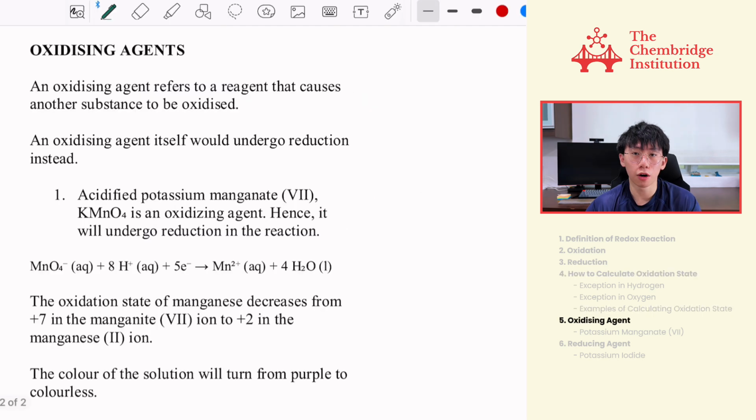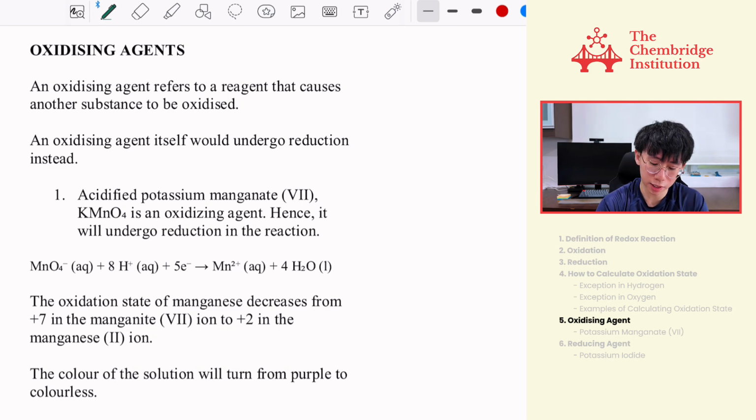Hope this is clear. Once we are able to calculate our oxidation states, it will make things very easy later on. We can then figure out if there's an increase or decrease in oxidation state, and hence determine if there's oxidation or reduction for a particular chemical substance. Once we know that, we can now talk about oxidizing agents.